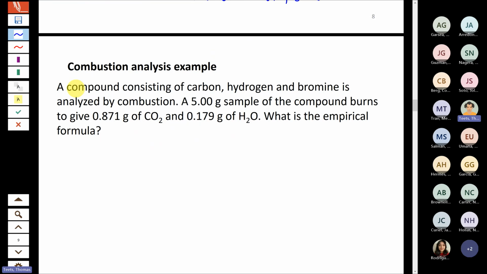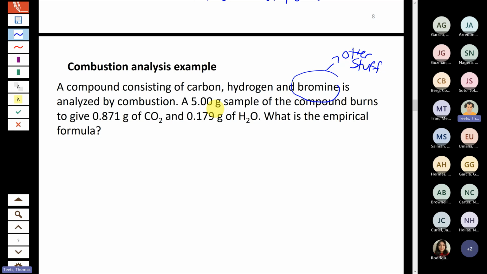So we have a compound that consists of carbon, hydrogen, and bromine. So in this case, bromine is the other stuff. It's always going to be carbon, hydrogen, and something else, or sometimes nothing else. But that's the situation we have here. So we're taking 5.00 grams of the compound, and we burn it to give 0.871 grams of CO2 and 0.179 grams of water. What is the empirical formula?